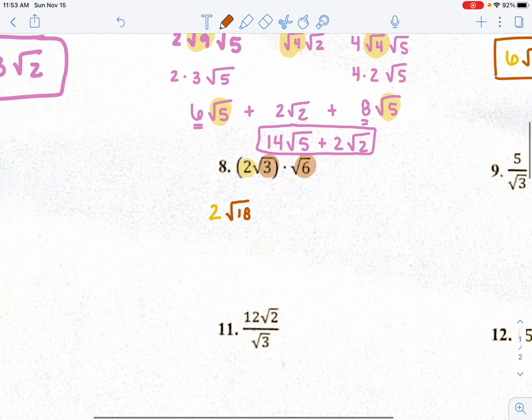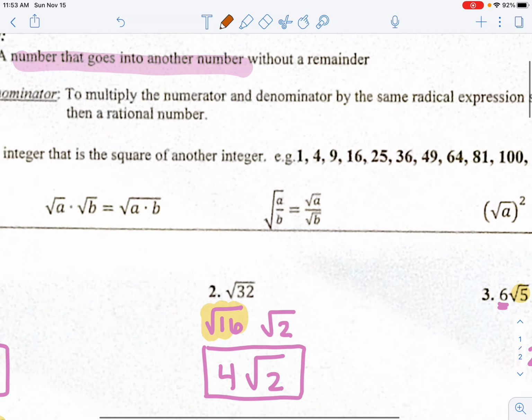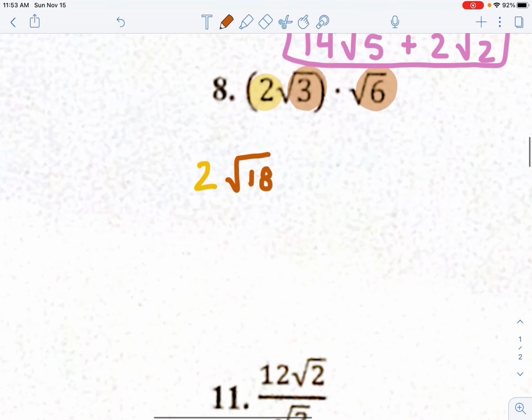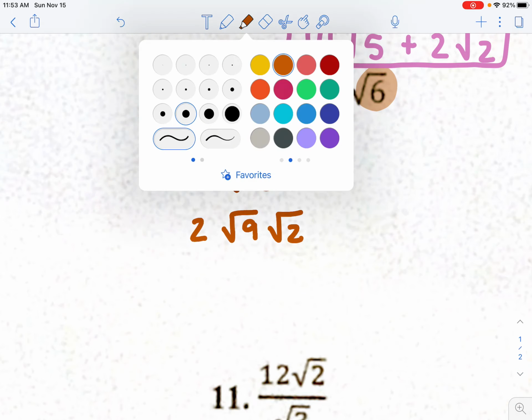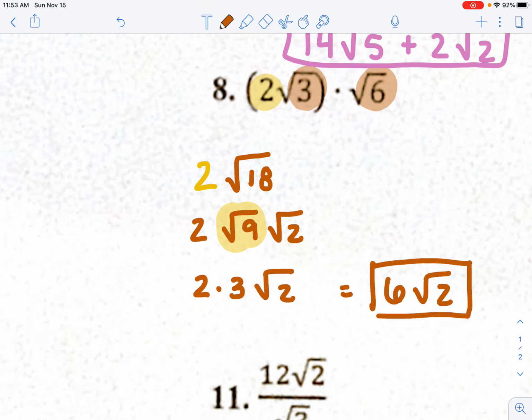We're going to look if we can simplify 18, so let's look at our list of perfect squares if any factors of 18 are on there. Well, I think 9 is a factor of 18. I'm going to break that apart. So I've got 2 radical 9. 9 goes into 18 2 times. All right, I see radical 9. Radical 9 is a perfect square. The square root of 9 is 3. So I've got 2 times 3, radical 2. 2 times 3 is 6. So I've got 6 radical 2 as my answer.